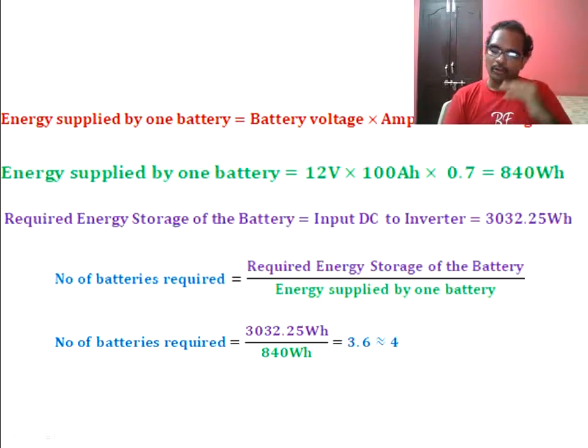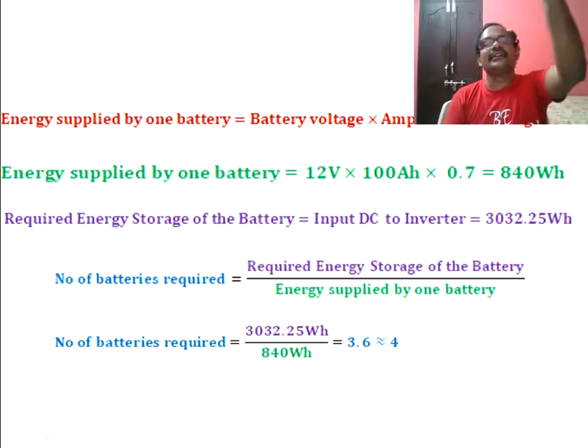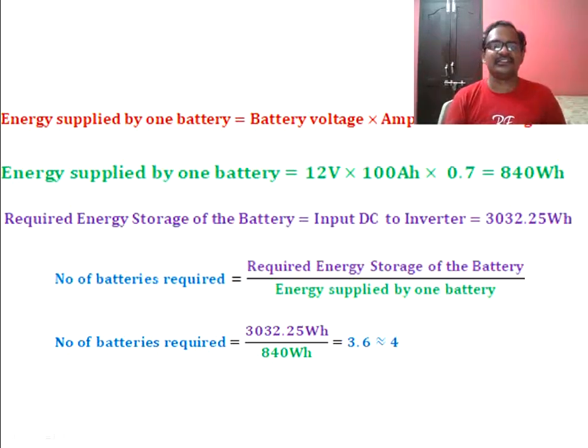The amount of energy that the battery can store is 1200 watt hours, but out of this 1200 watt hours, only 70%, that is 840 watt hours, it can discharge. It can discharge only 840 watt hours. That is, the energy supplied by a single battery is 840 watt hours.